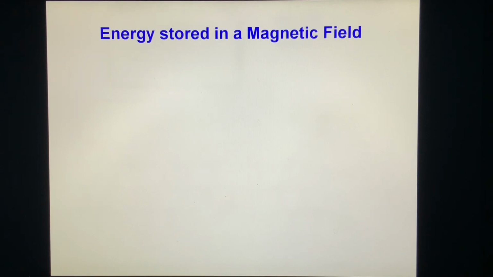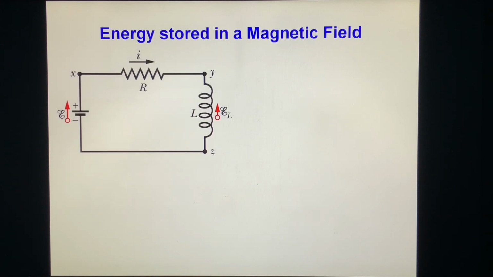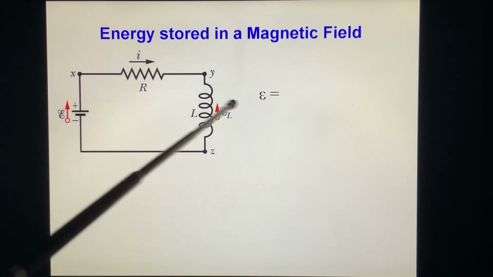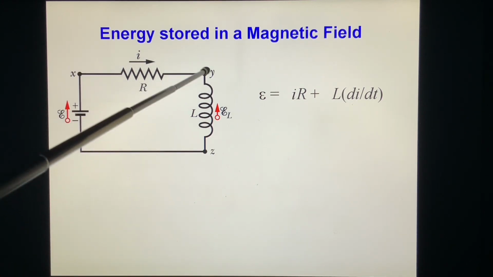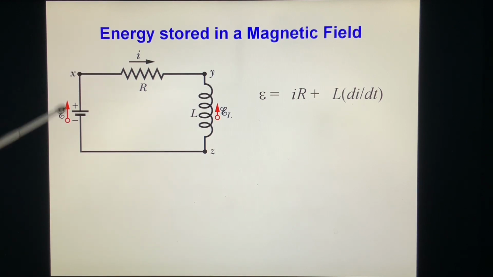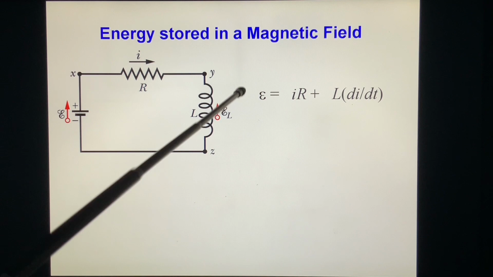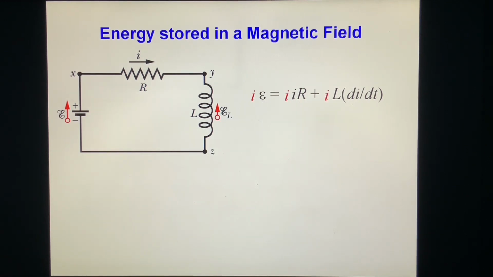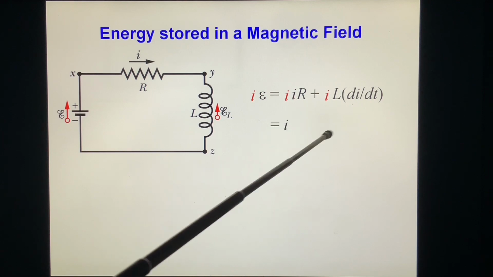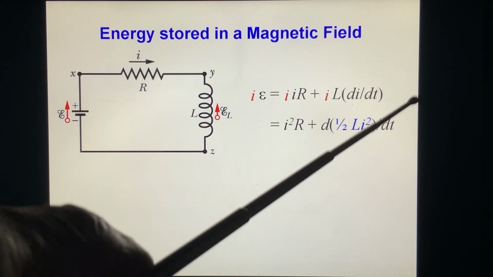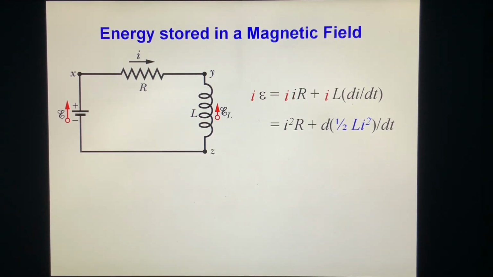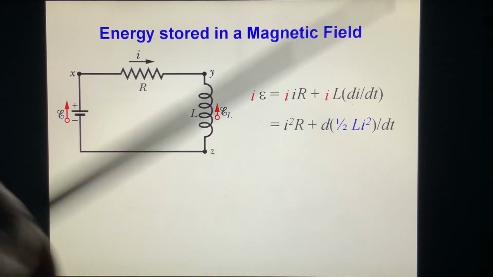Energy stored in a magnetic field. Look at this one. Epsilon equals IR plus L di dt. This one is IR, this is L di dt, and they are equal. If we multiply by I on both sides, we get I epsilon equals I squared R plus d of half L I squared over dt. We rewrite this one: you take the derivative and you get I L di dt.